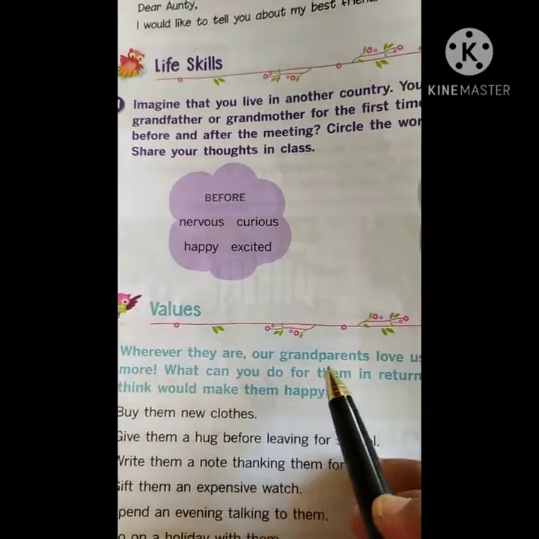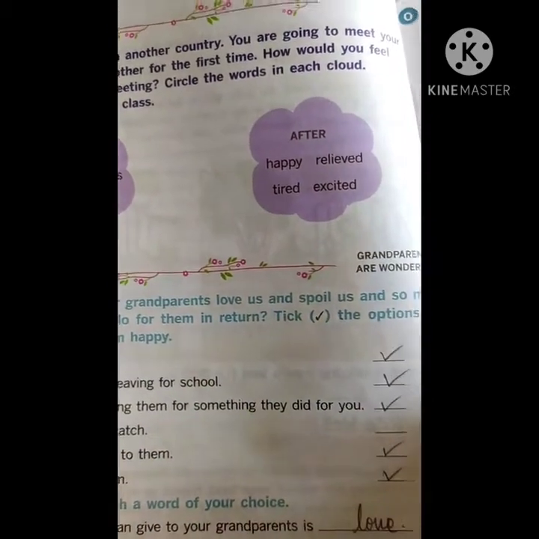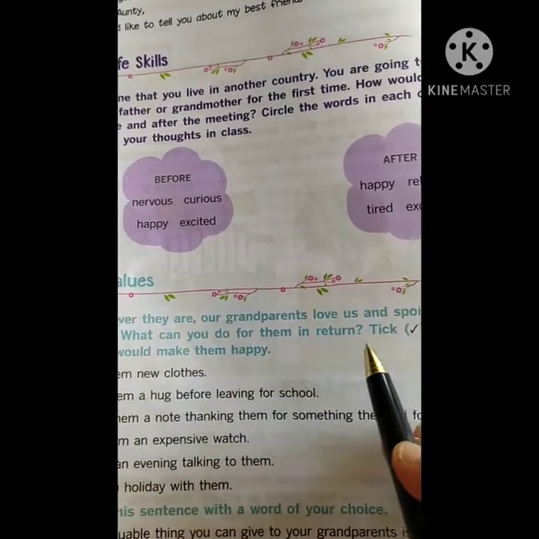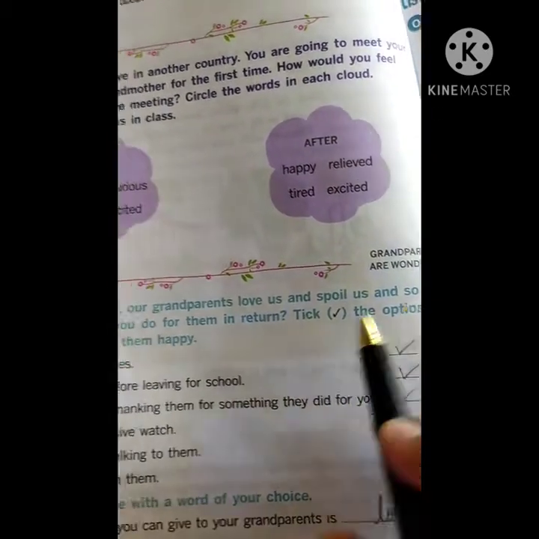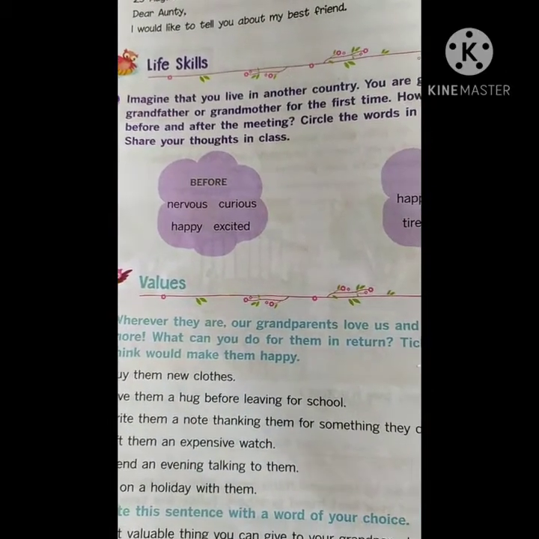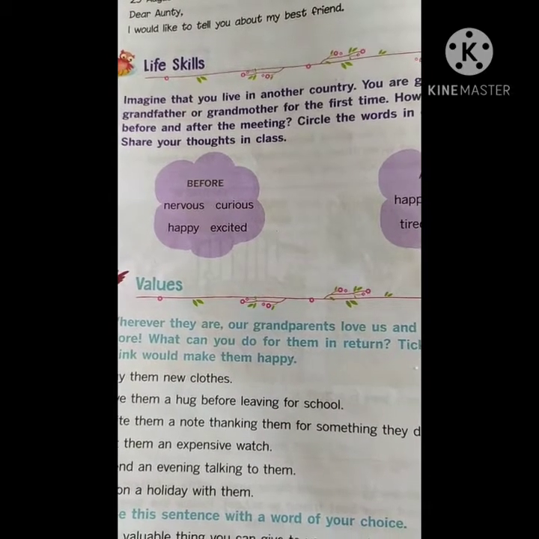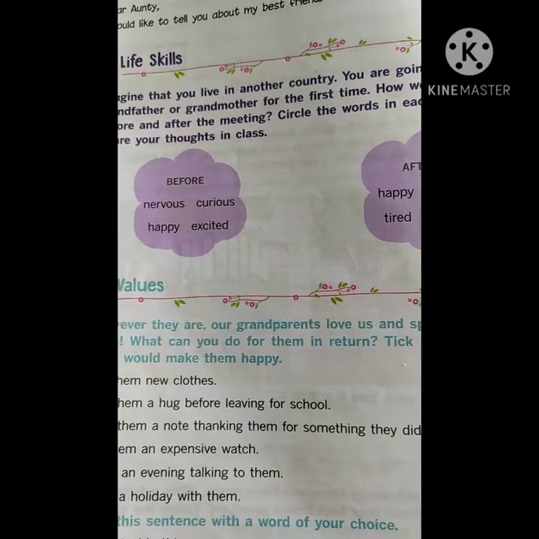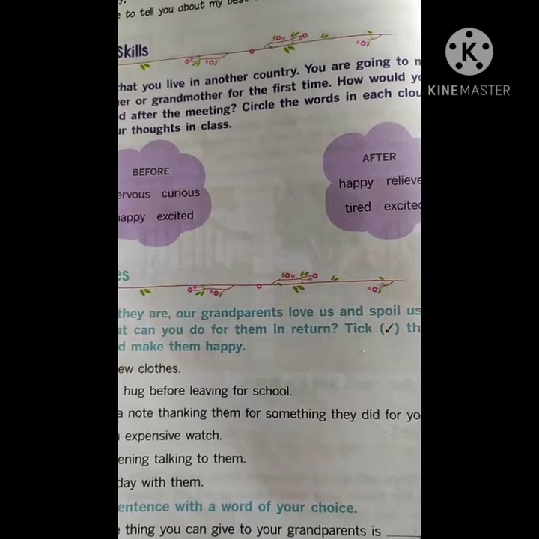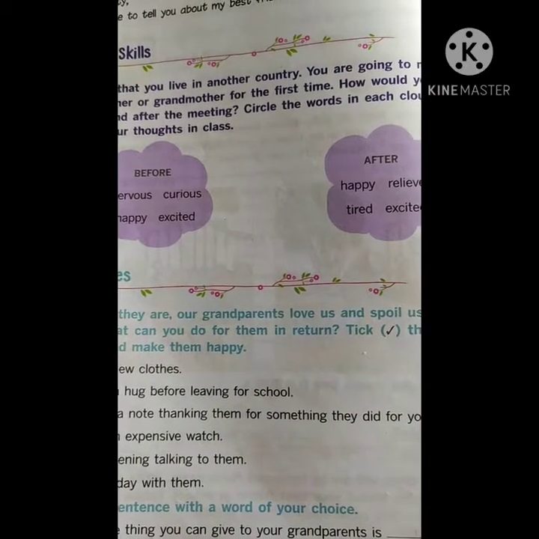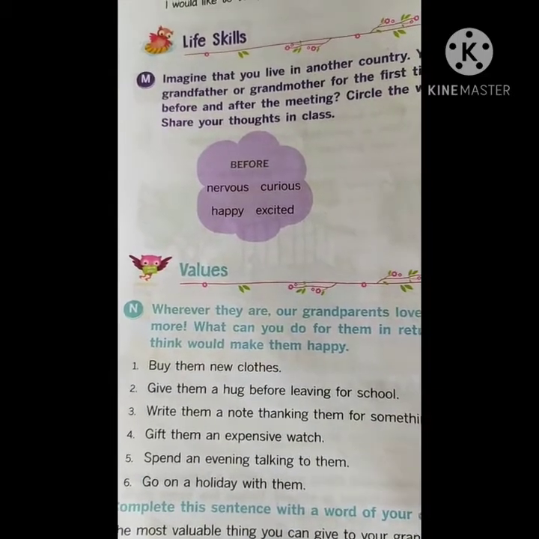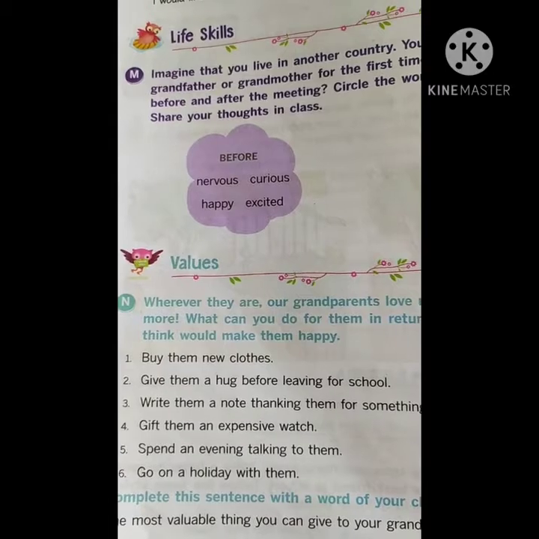Wherever they are, our grandparents love us and spoil us so much more. What can you do for them in return? Take the correct options. Do you think you would make them happy? So many things are happening when we are visiting the grandparents. Either way, they are spoiling us, they love us, they will take care of us. Yes, so a lot of things will be going on. Here you have to tick the correct answers. In my opinion I have ticked; children, you can do it for yourself.